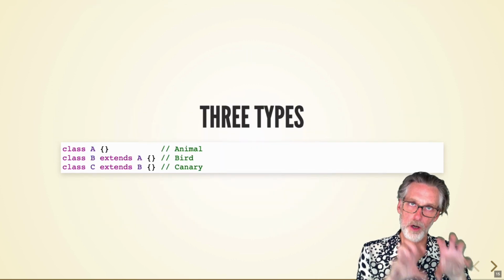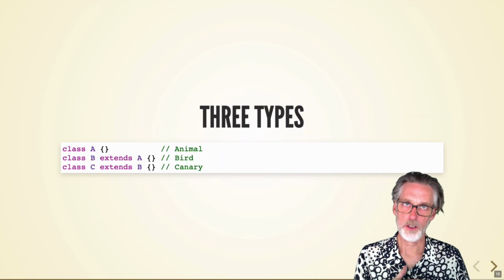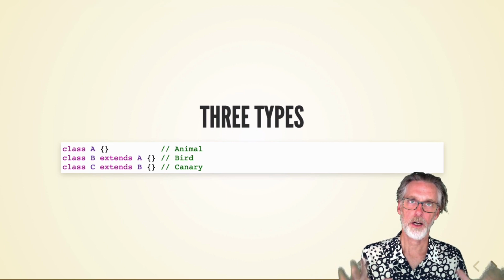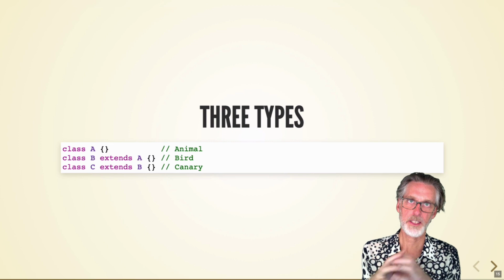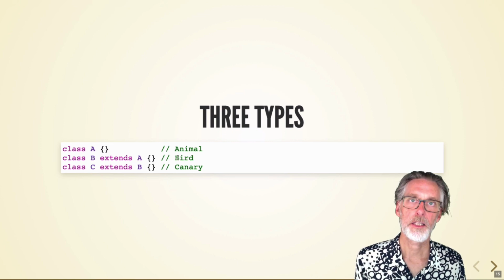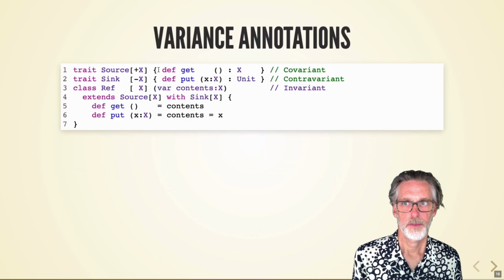In order to really talk about invariance, covariance, and contravariance, it's useful to have 3 types and not 2. So I'm going to extend our animal bird metaphor to include a specific kind of bird. Let's call them canaries. Every canary is a bird, is an animal. Now we're going to define 3 types.